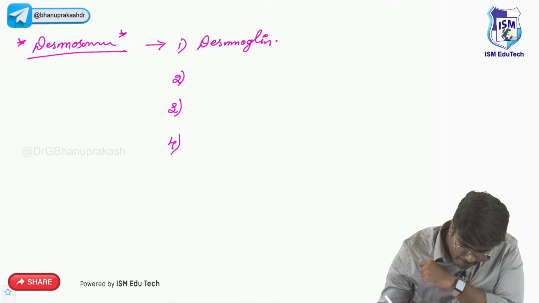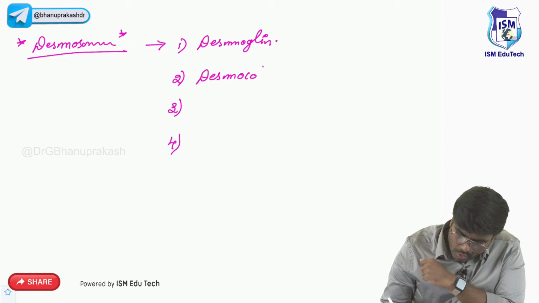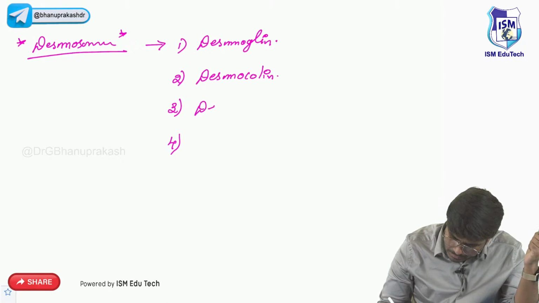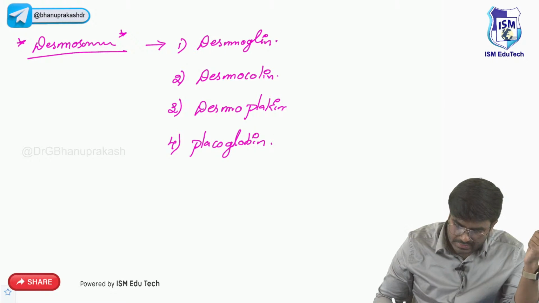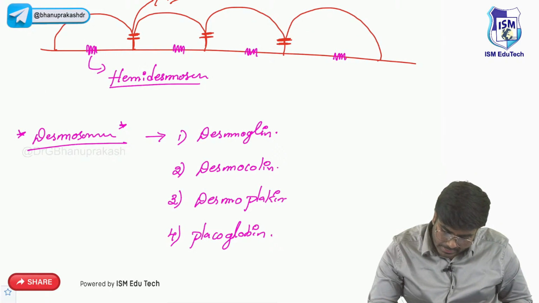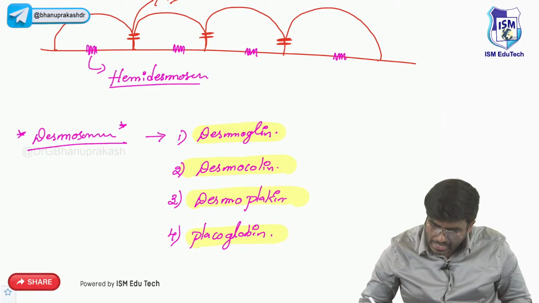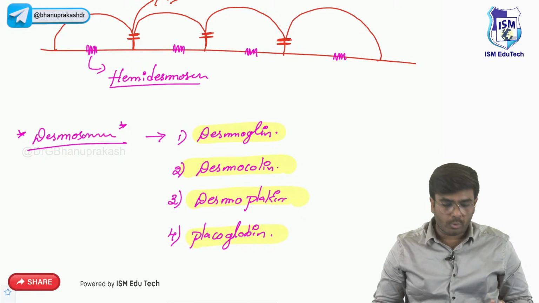Desmoglein. Not connexin. Oh my god. Desmoglein. Desmocollin. Desmoplakin and plakoglobin. See, these are the desmosomal proteins: desmoglein, desmocollin, desmoplakin and plakoglobin. These are the four different types of desmosomal proteins.